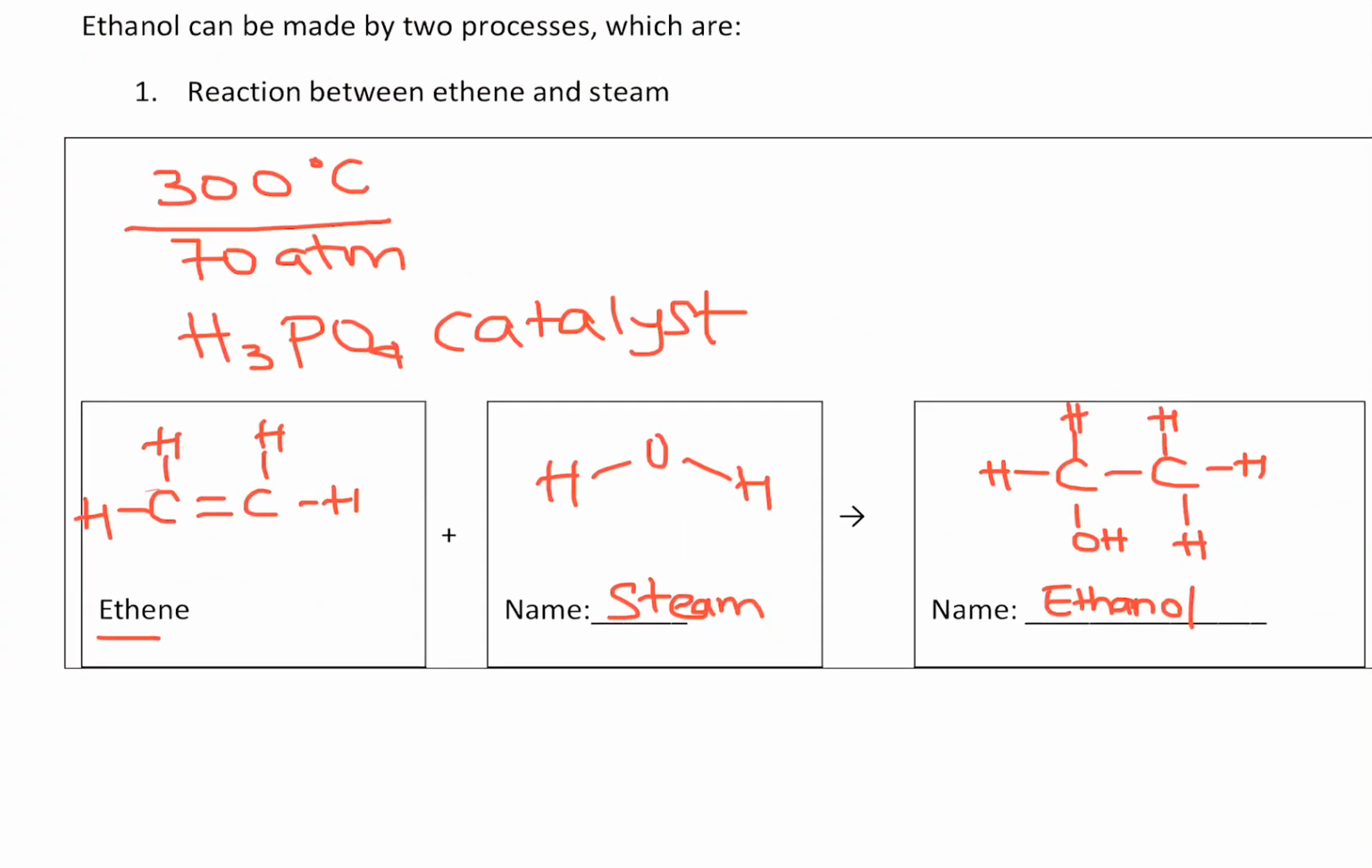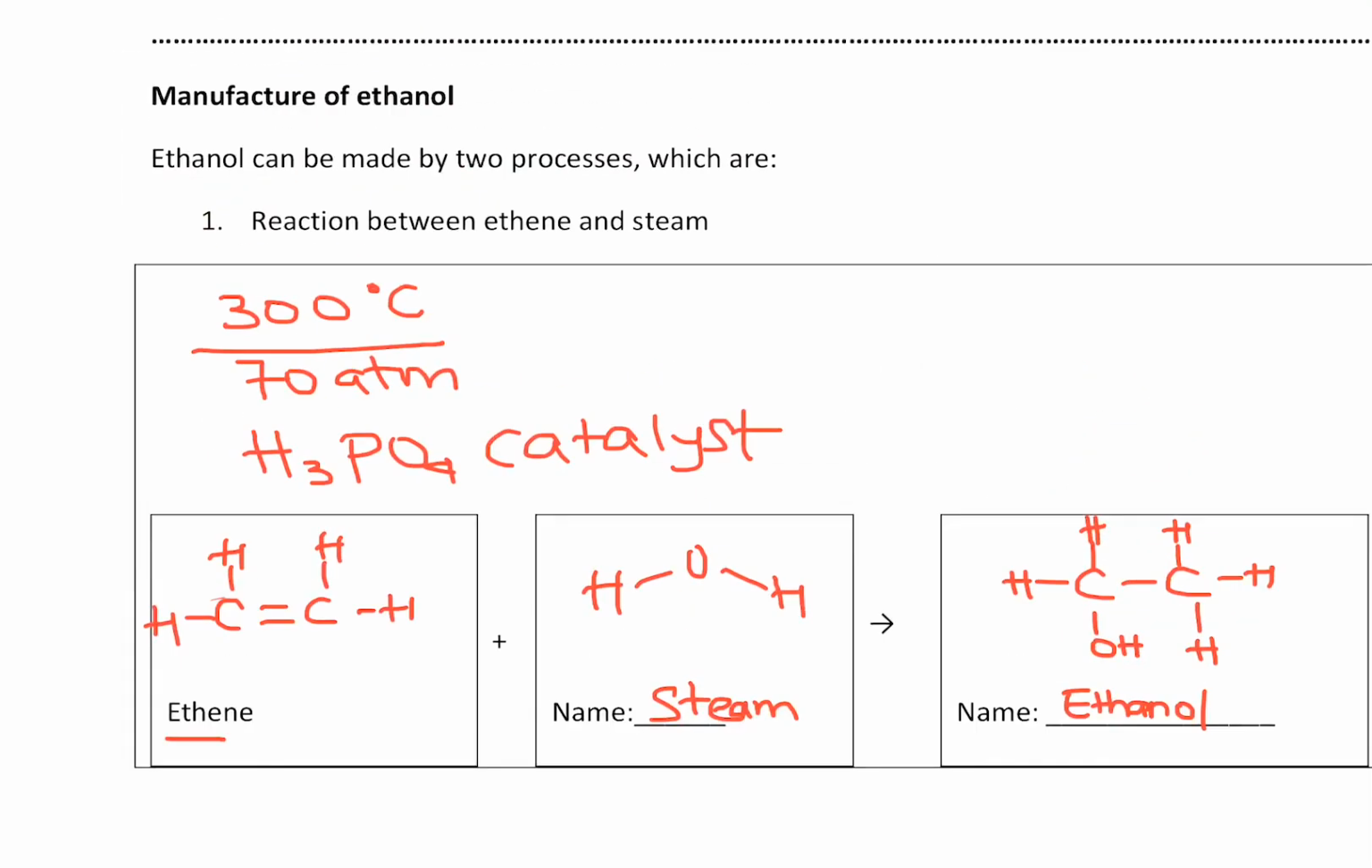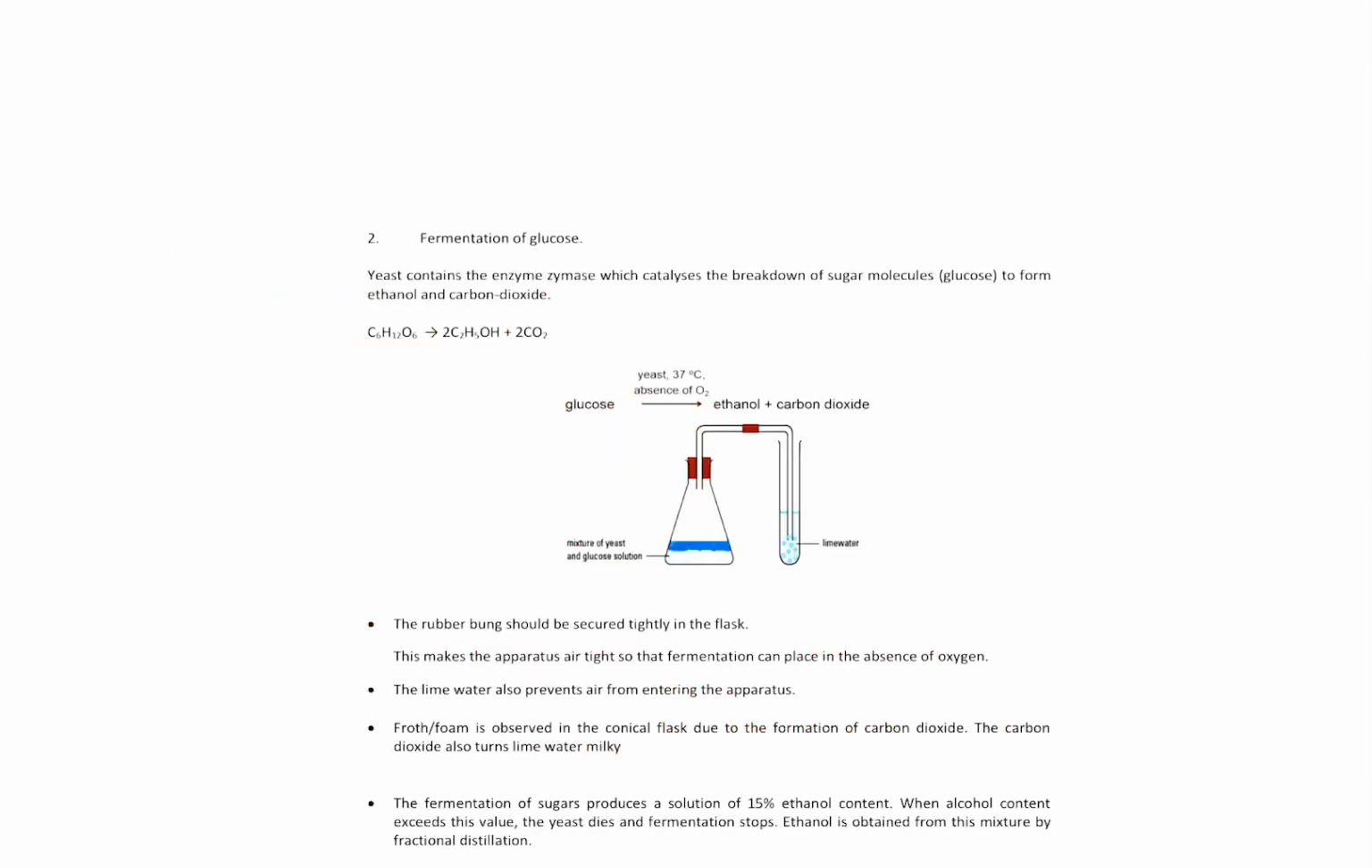So ethene plus steam will give you ethanol. If you start with propene, it will give you propanol. Butane will give you butanol, and so on. So this is the first reaction to give alcohol. Here we're looking at ethanol, so we'll start with ethene.